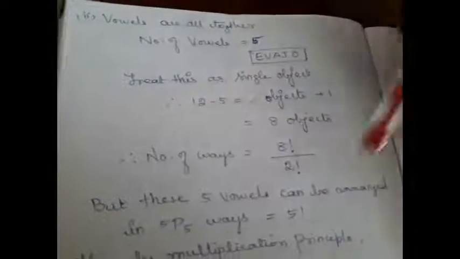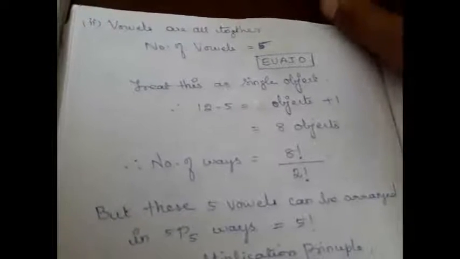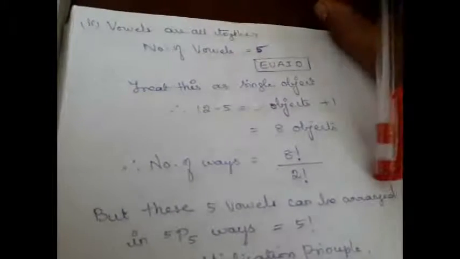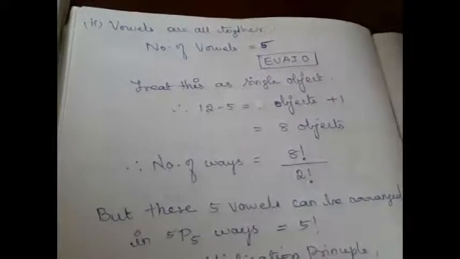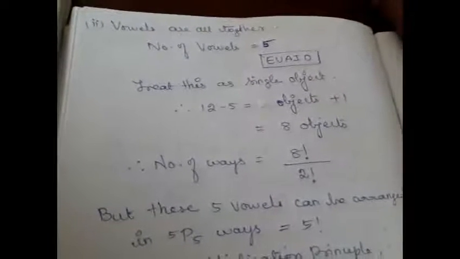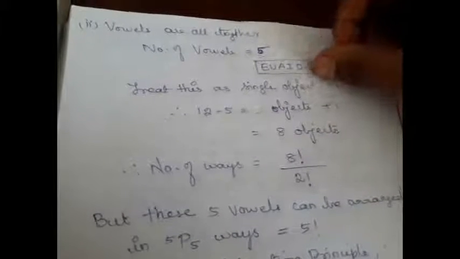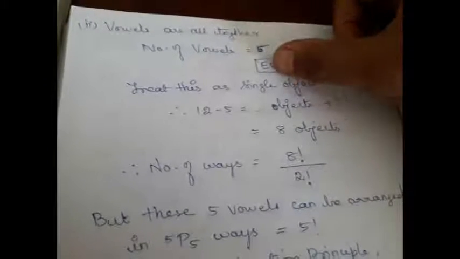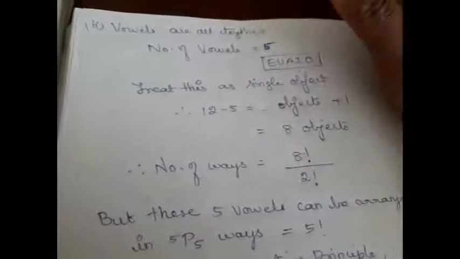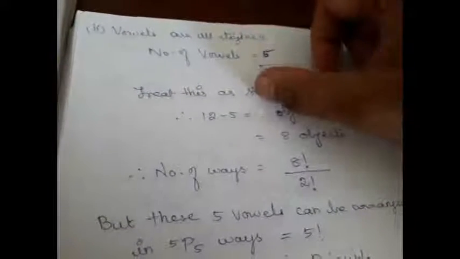Now your next subdivision is that the vowels are all together. When you arrange the word, all the vowels should appear together. It is like the previous problem where we saw all i's should appear together, so the same way we are going to solve this. Let us see how many vowels are there in the word: E, U, A, I, O. 5 vowels are there. So treat this as a single object.